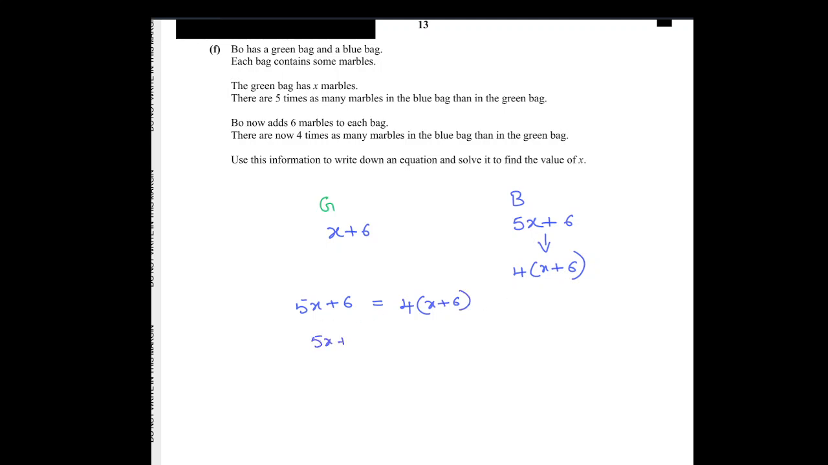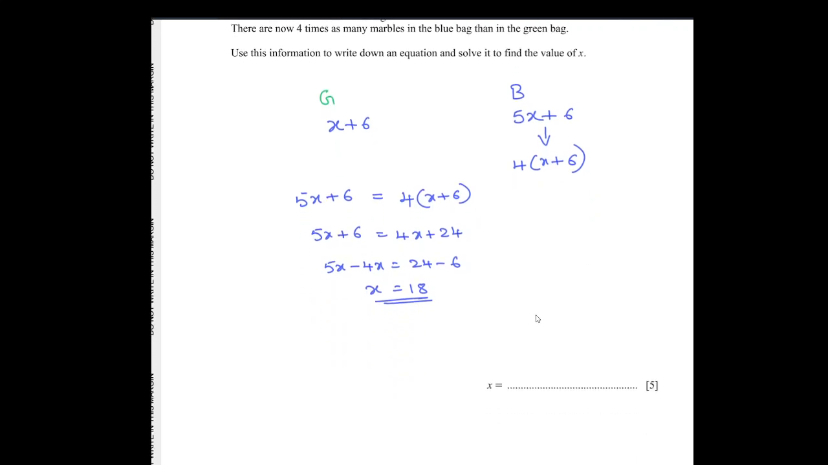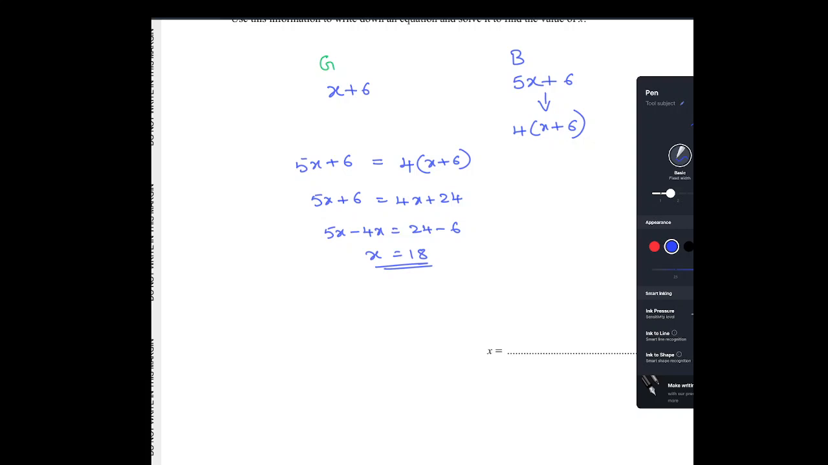Solve, first of all simplify it. So 4x plus 24. Bring x terms onto the left hand side and bring the constant to the right hand side, minus 6. 5x minus 4x is x. 24 minus 6 is 18. So the x value is 18. It is solved. Question number F is done. Answer is 18.